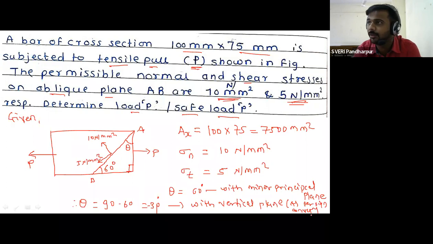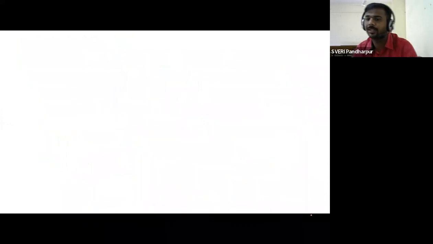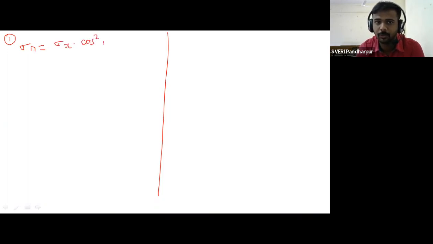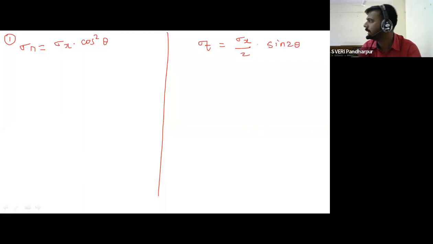Negative sign we have to consider for the further calculation. Okay, so these are the given parameters. Now we have to calculate the safe value. So here what I will do, first of all I will take the effect of normal stress. So what is the formula? Sigma n is equal to sigma x into cos square theta, and another formula sigma t is equal to sigma x divided by 2 into sin 2 theta.